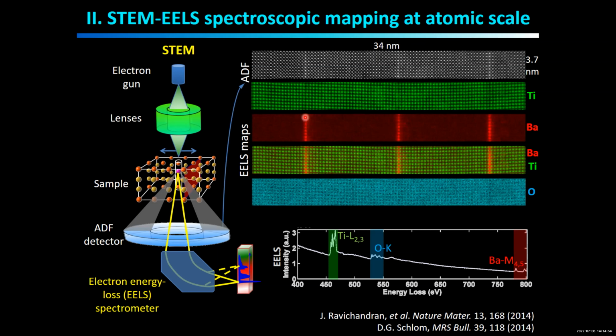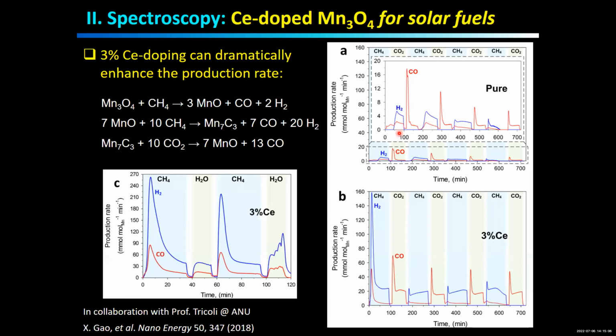We can clearly see the individual barium atoms embedded in the strontium titanate lattice to form this artificial superlattice. So next, I will show you how this atomic resolution EELS mapping can help to understand the structure and the performance of the doped catalysts. So this is in collaboration with Professor Crick at Australian National University.